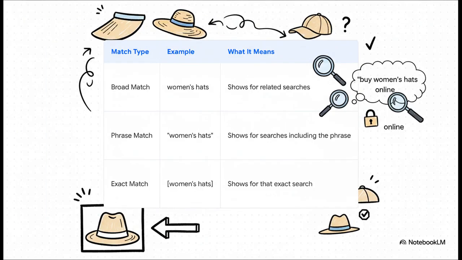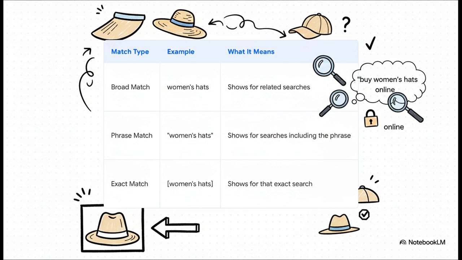Let's say your keyword is women's hats. With broad match, your ad might pop up for something like sun visors for ladies. With exact match, it will only show up if someone types in women's hats and nothing else. And then there's phrase match and the quotation marks. That's kind of the happy medium.